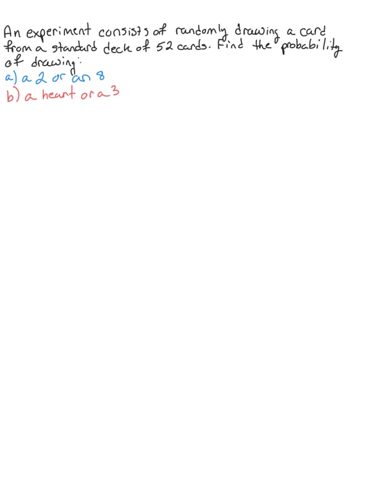Hello there. Today we're going to be answering the following question. An experiment consists of randomly drawing a card from a standard deck of 52 cards. Find the probability of drawing A, a 2 or an 8, and part B, a heart or a 3.